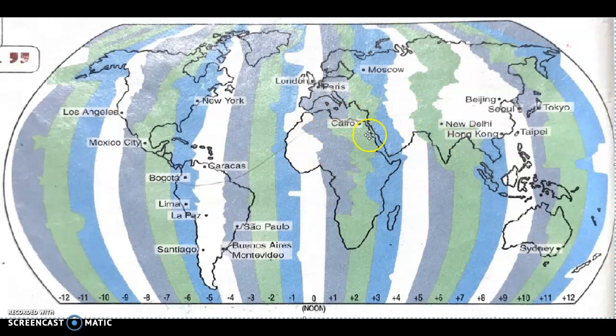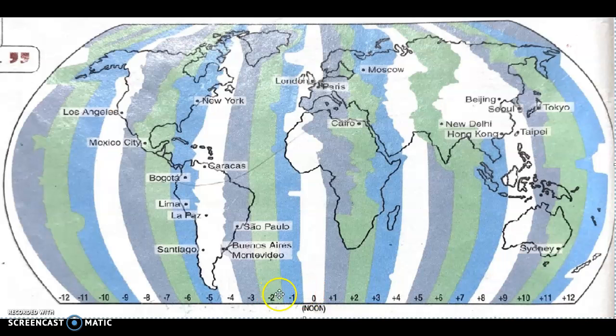Okay, here you have the world map. So here it says noon. Noon is 12 o'clock, 12 p.m. in the afternoon. Okay, so this 0 is 12 o'clock.